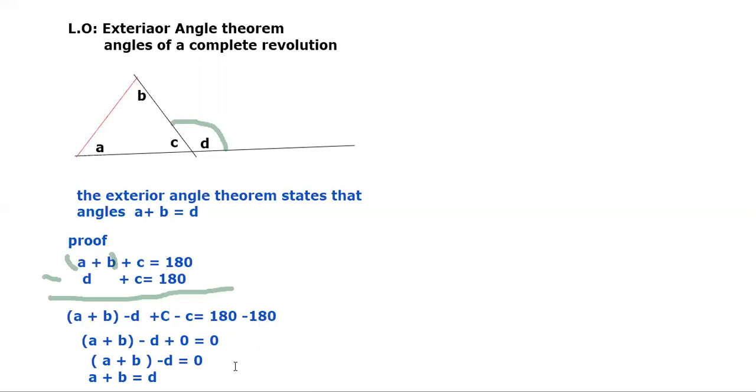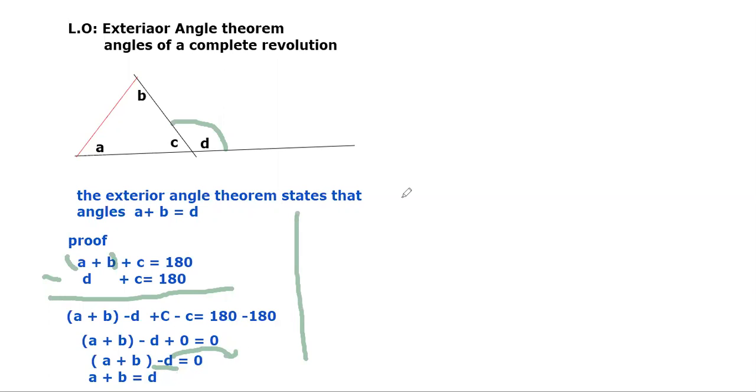Why? I bring D to the other side because remember, D is negative here. The D that you have here is negative. If I bring it to this other side, it becomes positive. So this is why we have positive D. So A plus B equals D. There are so many other ways I can prove this.